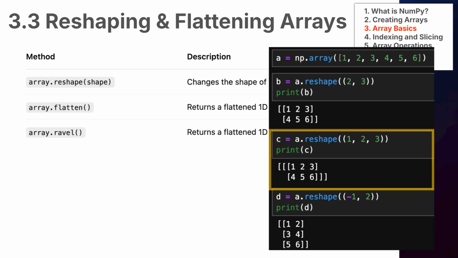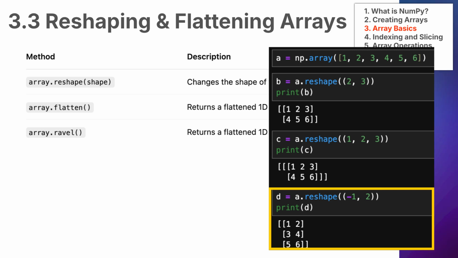Next, if you don't know the exact shape you want, let NumPy calculate it for you. Let's use -1 to let NumPy autofill. In this example, the column is 2, and NumPy automatically figures out the number of rows. This is very handy for batch reshaping in machine learning or pre-processing.